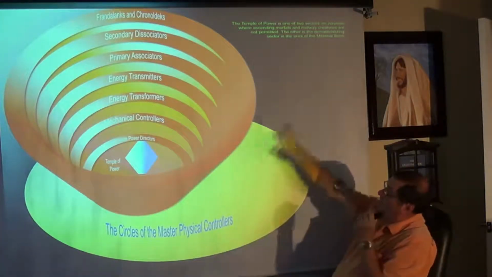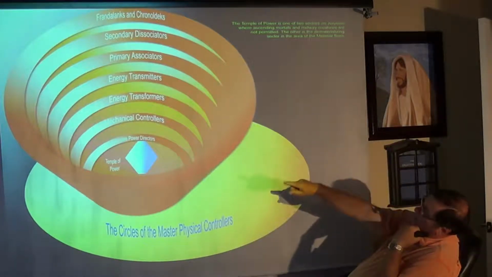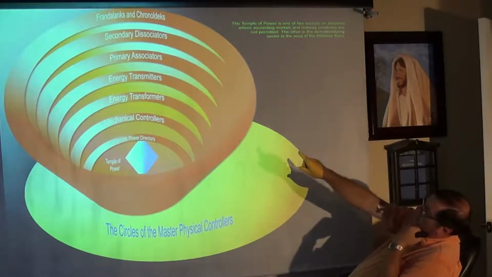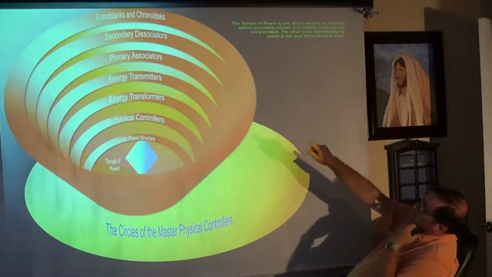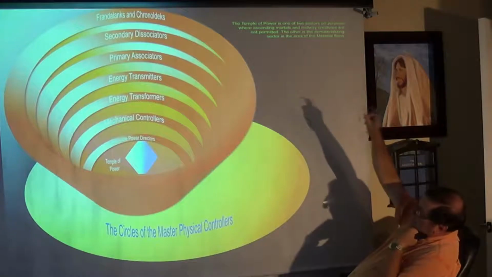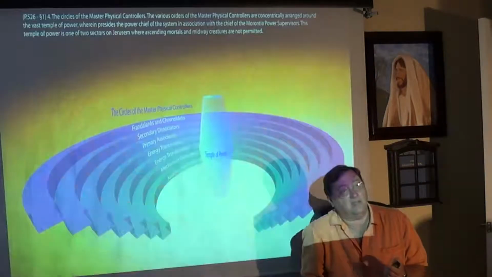So that's why they keep us there. And this is all the power association that we've studied before: the associate power directors, the mechanical controllers, the energy transformers, the energy transmitters, the primary associators, the secondary disassociators, and the frandalanks and chronoldeks. And remember, a couple of those are needed for the transport of the archangels, right?